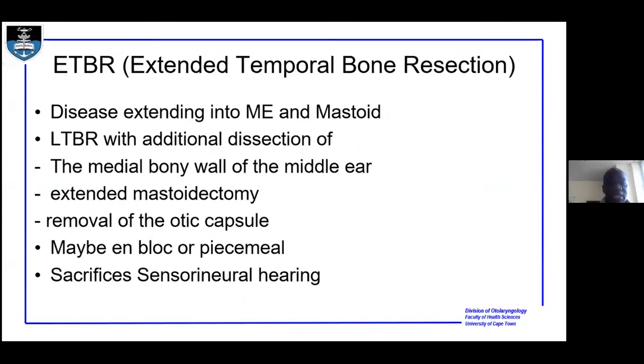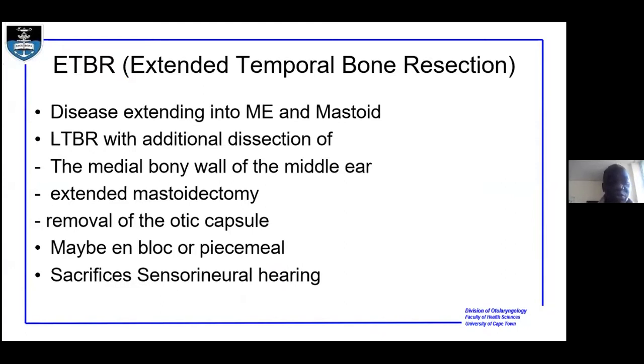Extended temporal bone resection, I've seen it also being referred to as subtotal temporal bone resection. This is done for disease extending into the middle ear and mastoid. It is actually a lateral temporal bone resection with additional dissection of the medial bony wall of the middle ear, with an extended mastoidectomy and removal of the otic capsule. This can be en bloc removal or piecemeal removal. The piecemeal removal is usually done to try to avoid complications.